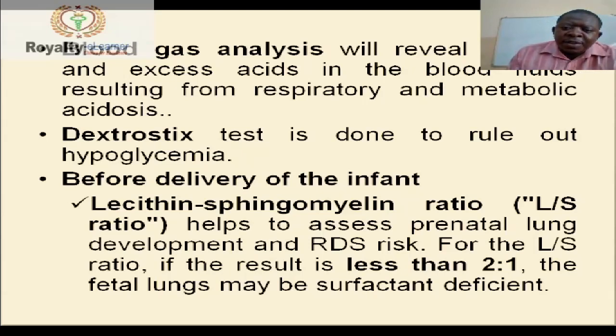Before the delivery of the infant, there is a lecithin-sphingomyelin ratio, or L/S ratio, that can be done, and it helps to assess prenatal lung development and RDS risk. For the L/S ratio, if the result is less than 2 to 1, then the fetal lungs may be surfactant deficient.